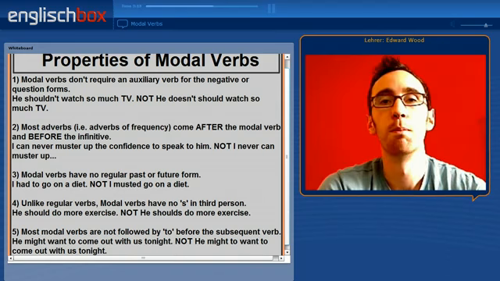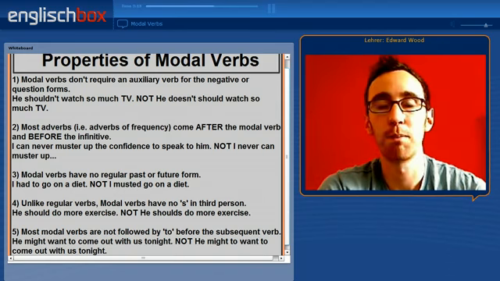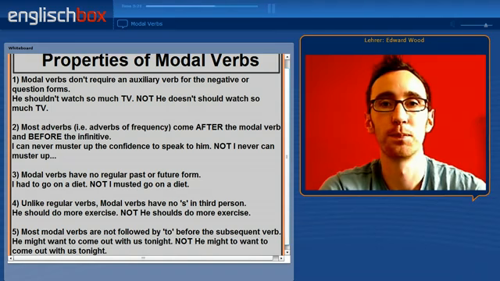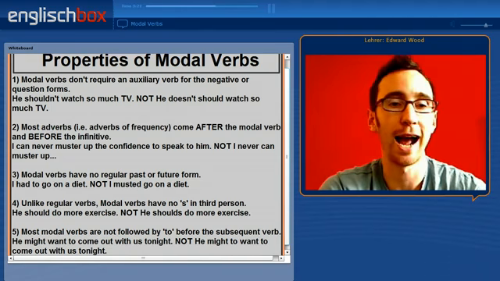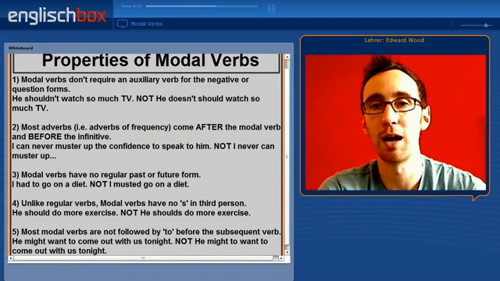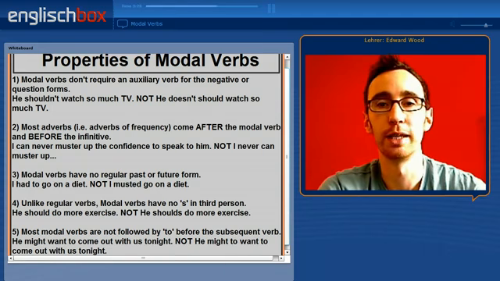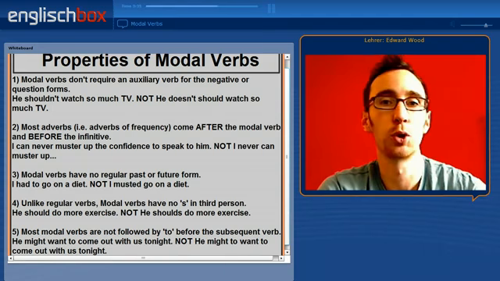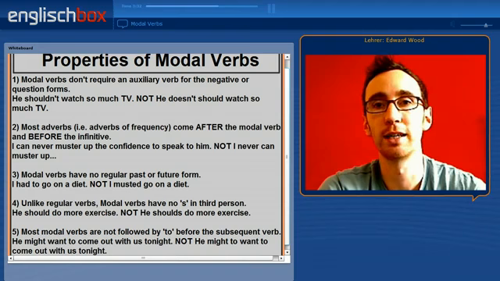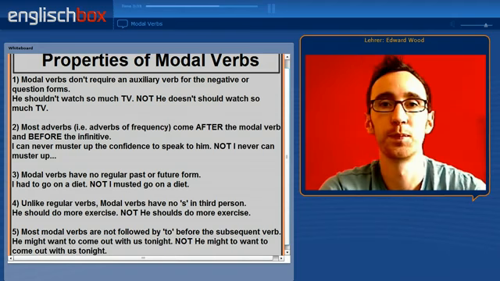Number three, modal verbs have no regular past or future form. So you would say, I had to go on a diet, and not, I musted. Similarly, the past form of can is could, and the future form of can is I will be able to.